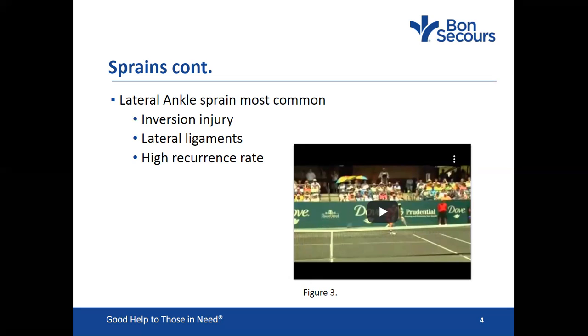In this video, you can see the typical mechanism for injury of a lateral ankle sprain as the runner steps on the uneven surface. You can see the ankle go into inversion, placing stress on the lateral ligaments.